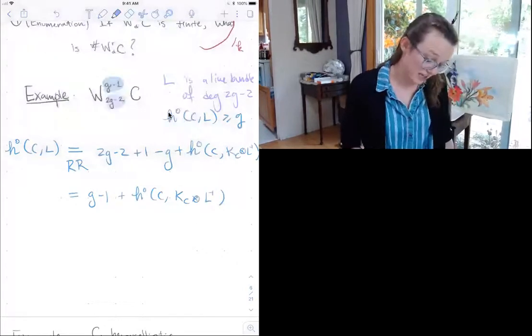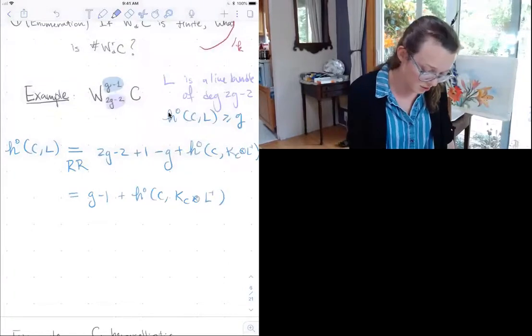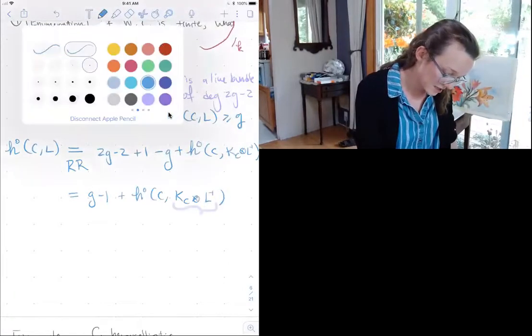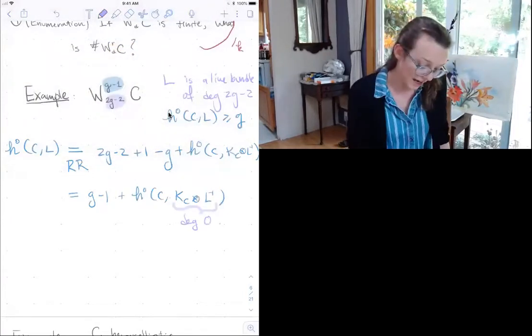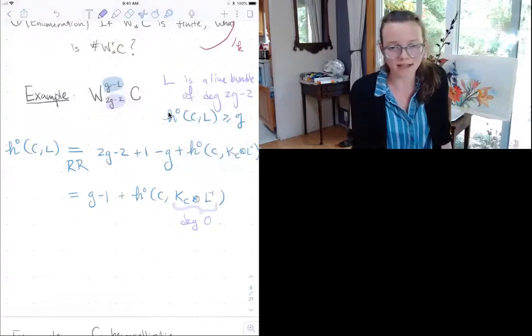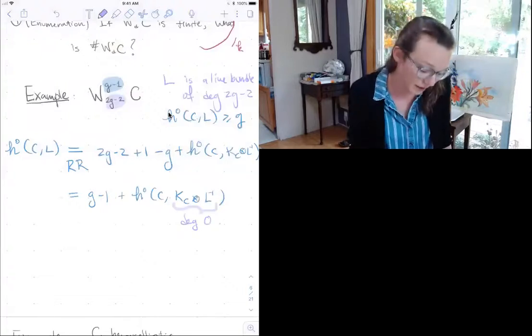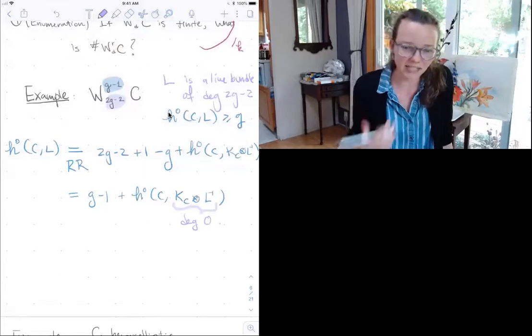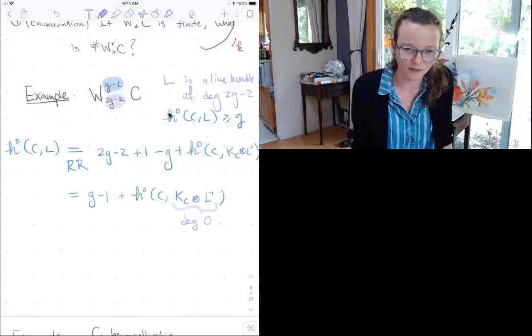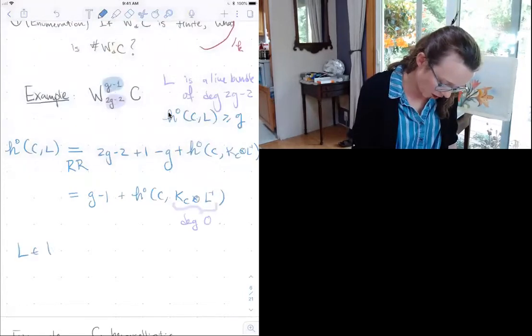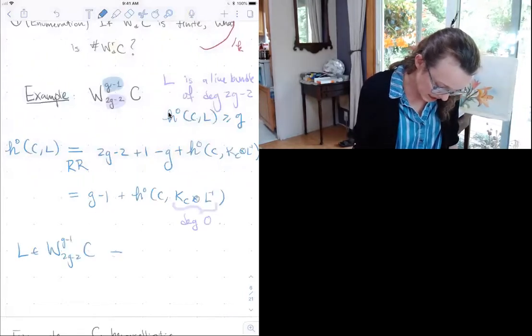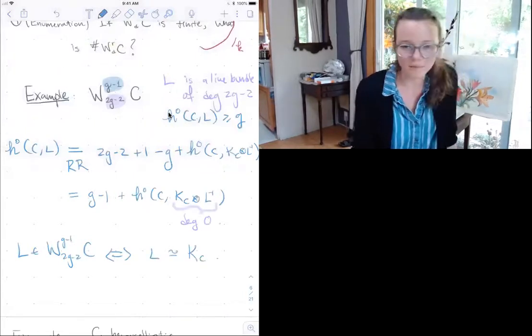And notice now that because L was a line bundle of degree 2G minus 2, this is a line bundle of degree 0. So the only way that I can bump up the space of global sections by 1 to get something that's at least G is if this line bundle of degree 0 has a section. And that section gives a trivialization, so it needs to be the trivial bundle. So we see from this that L is in our locus W^{G-1}_{2G-2} of C if and only if L is isomorphic to the canonical bundle of the curve.